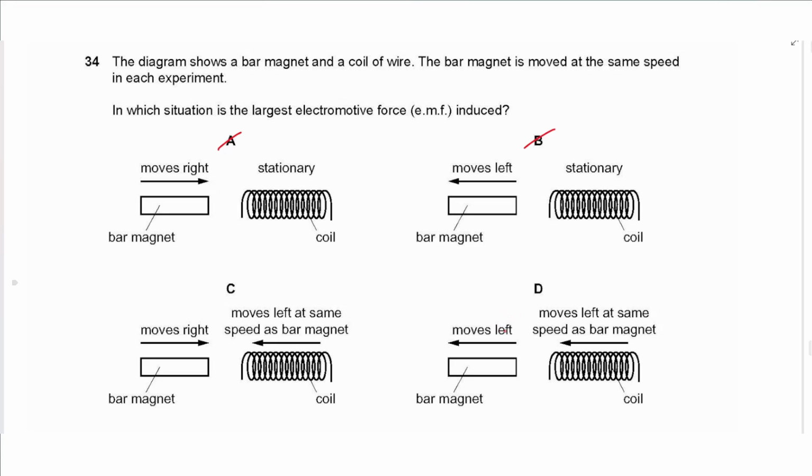And in D, we have the magnet moving to the left and the coil moving with the same speed in the same direction. So this is basically no relative motion, so it would be C, since the speed is multiplied by 2 because there are two objects moving towards each other, so they get closer to each other faster.